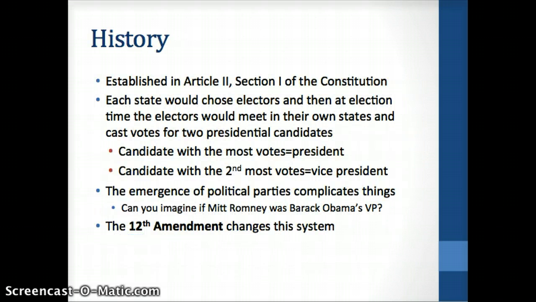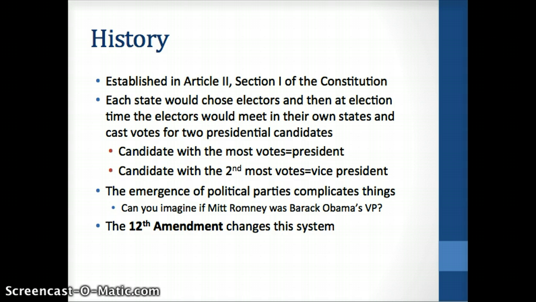So just a little bit of history. I know there's a lot of words on this page, but just stick with me. The Electoral College is established in Article 2, Section 1 of the U.S. Constitution. In that section, it states that each state would choose electors, and then at election time, these electors would meet in their own states and cast votes for two presidential candidates. Originally, the candidate with the most votes becomes the president, and that's still how it is today.